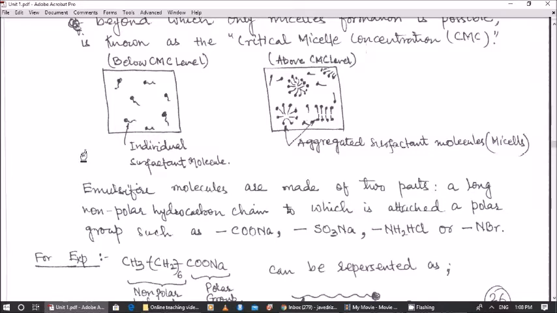Emulsifier molecules are made up of two parts: a long non-polar hydrocarbon chain which is attached to a polar group such as COONa, SO3Na, NH2·HCl or NBr. So this zigzag line represents the non-polar hydrocarbon chain and the black solid dot represents the polar head.